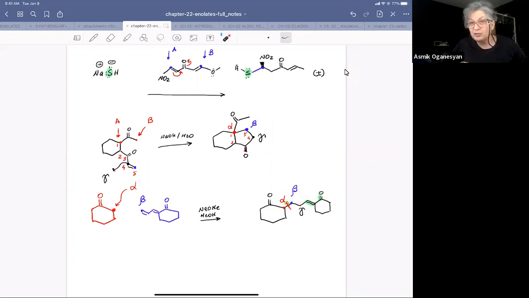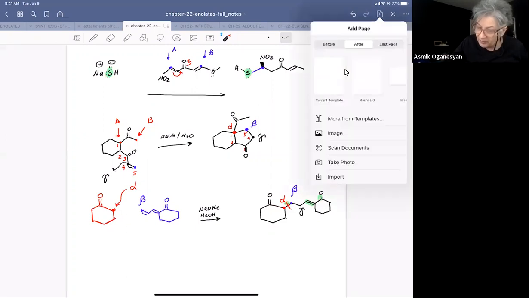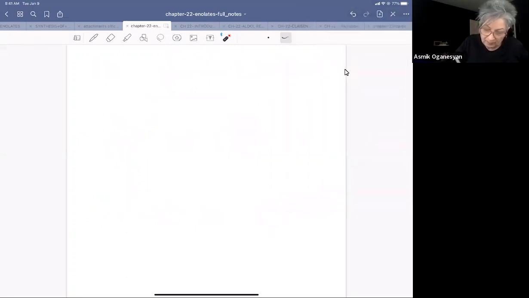The extension of this reaction is the Stork reaction. So let's take a look at that reaction. Really beautiful reaction, one of my favorites in this chapter. It is an extension of the Michael addition reaction.